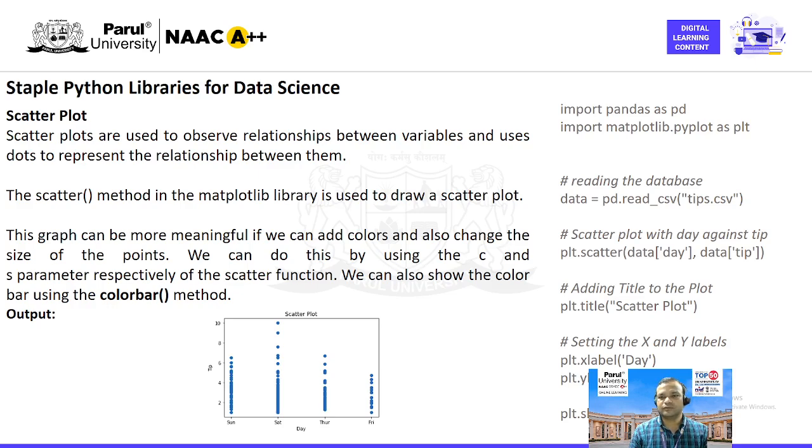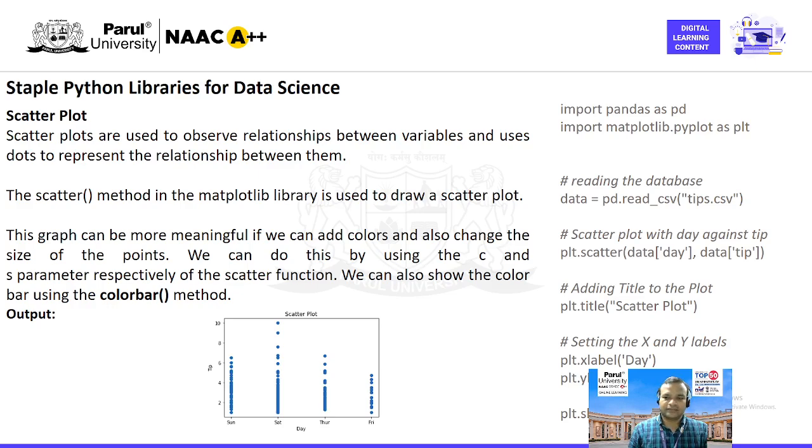Firstly, we use the pandas library, then import matplotlib, then read the database, then a scatter plot with day against tips. So we used plt.scatter with data day, then data tips. Adding title to the plot, so plt.title, we give here the title scatter plot.